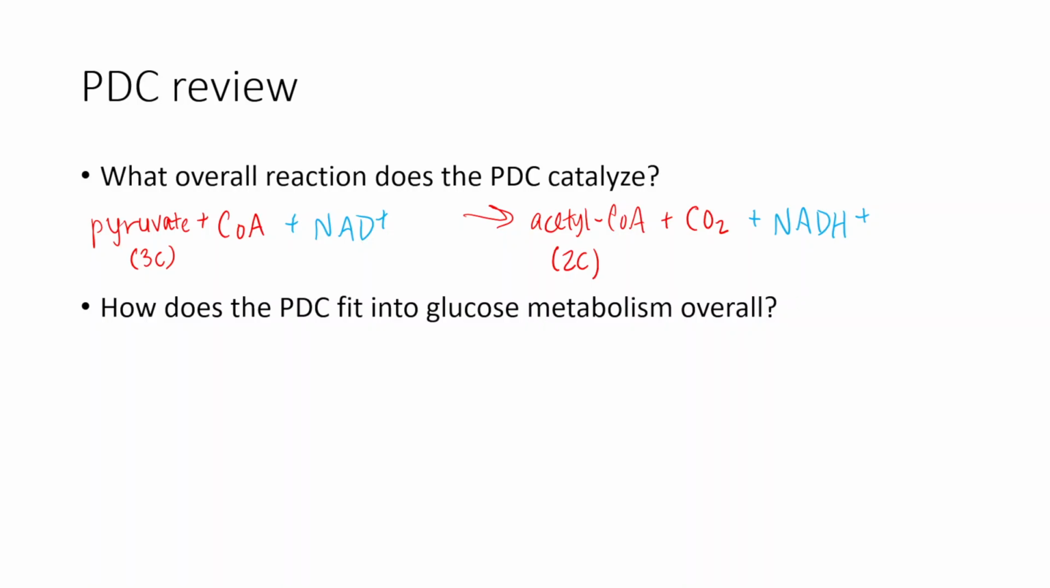Great. So, how does the PDC fit into glucose metabolism overall? So we kind of just talked about it before we got started. Yeah, so it's the bridge between glycolysis and what? I really am struggling with letters today. So before we get to the electron transport chain, there is another step. So we still have 2 more carbons that have to get oxidized down. In what? Yeah, the citric acid cycle, yeah.